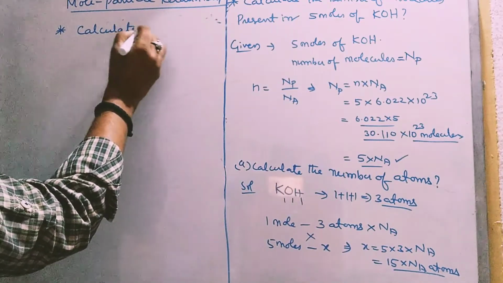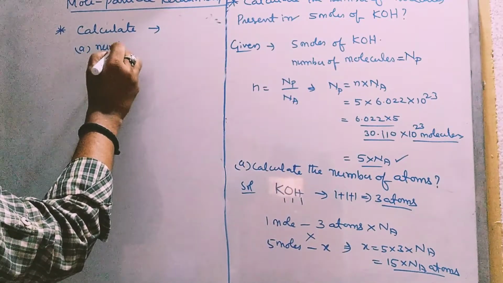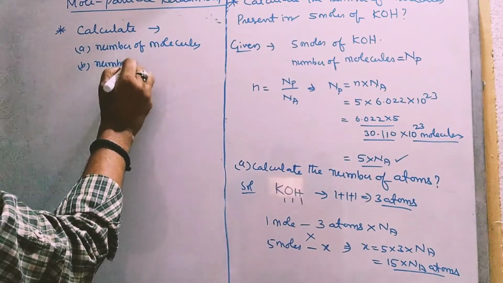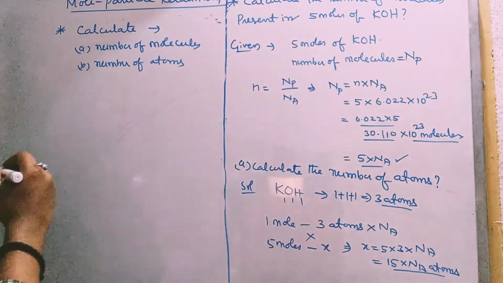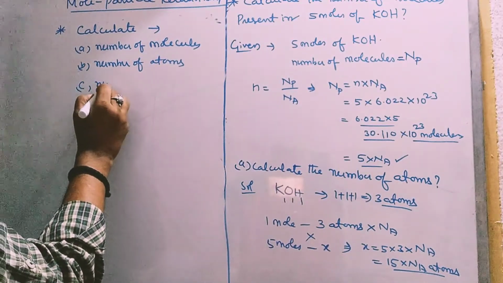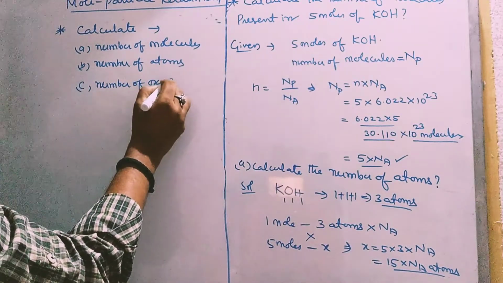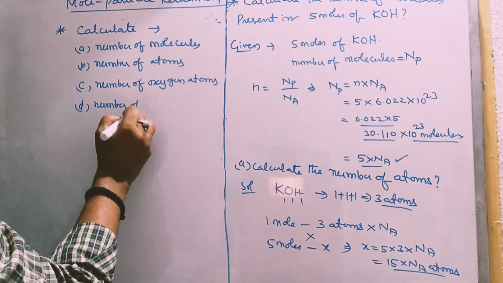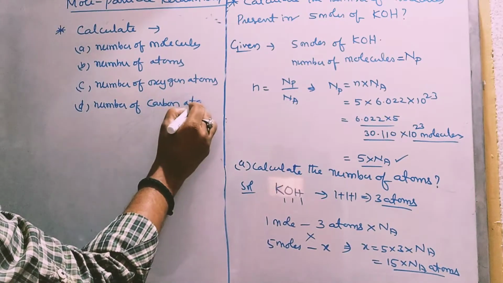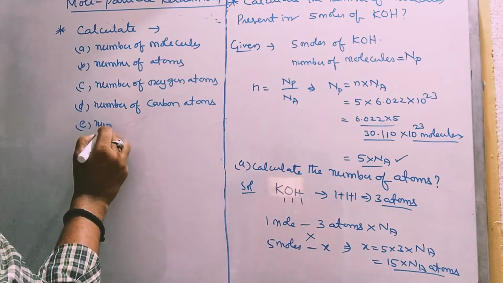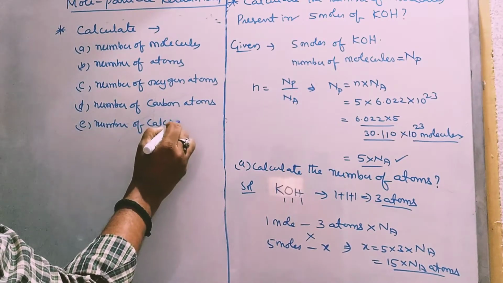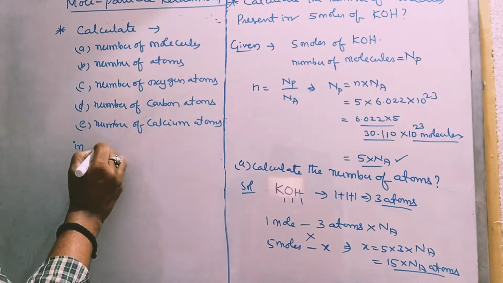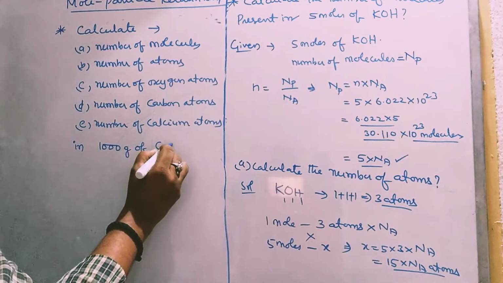Calculate first one: number of molecules, number of atoms, number of oxygen atoms, number of carbon atoms, number of calcium atoms in 1000 grams of calcium carbonate.